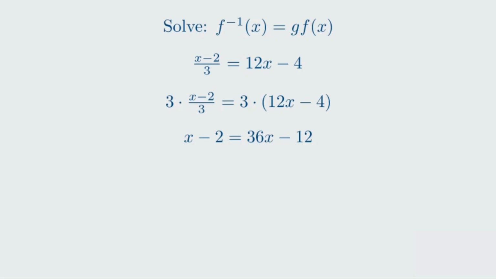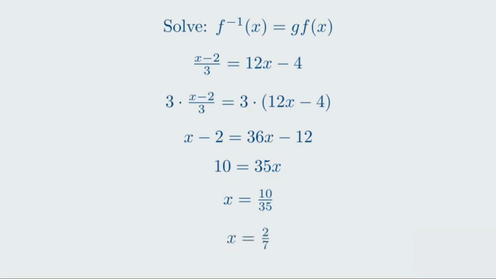Subtracting x from both sides gives negative 2 equals 35x minus 12. Adding 12 to both sides gives 10 equals 35x. Finally, we divide both sides by 35 to isolate x. This gives x equals 10 divided by 35. We can simplify this fraction by dividing both the numerator and denominator by 5. The final answer is x equals 2/7. So the value of x that satisfies the equation is 2/7.